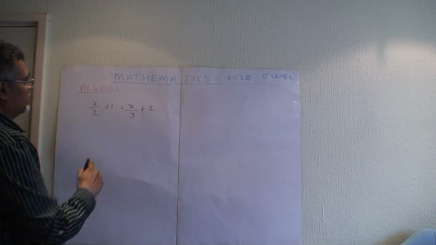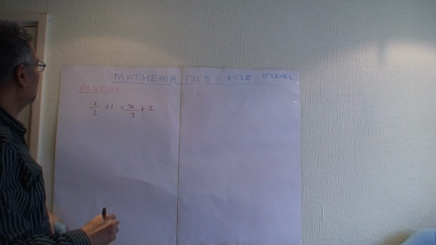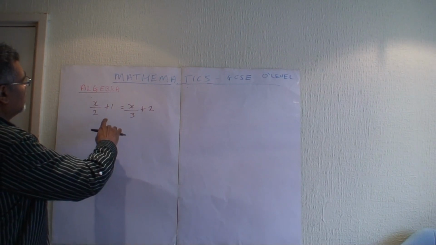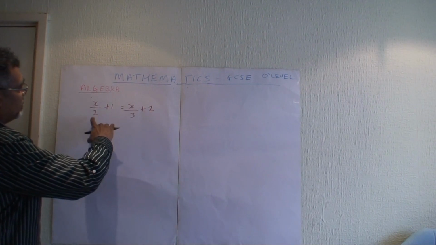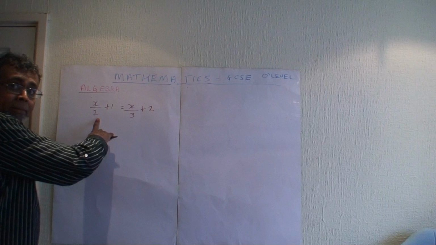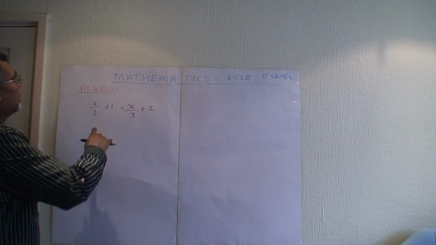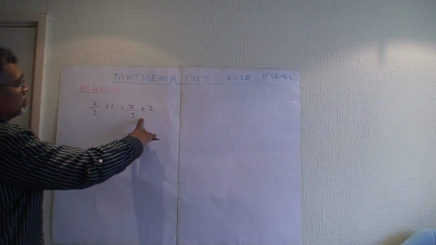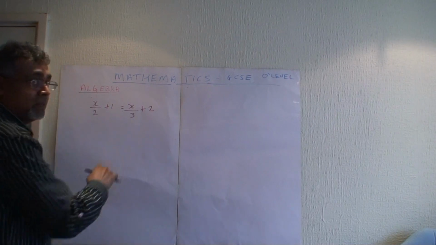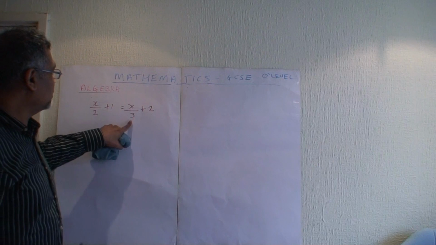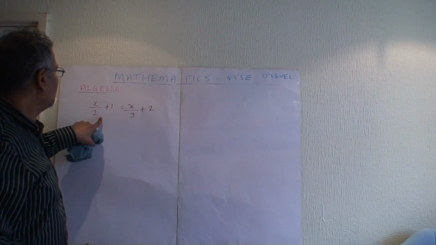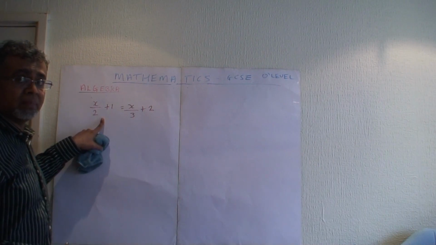Now when you look at this, you might think, oh, let's multiply both sides by 2. It will get rid of this 2, but it won't really work on this side of the equation. If you multiply this side by 3, you will get rid of the 3, but you won't really want to multiply this side by 3.